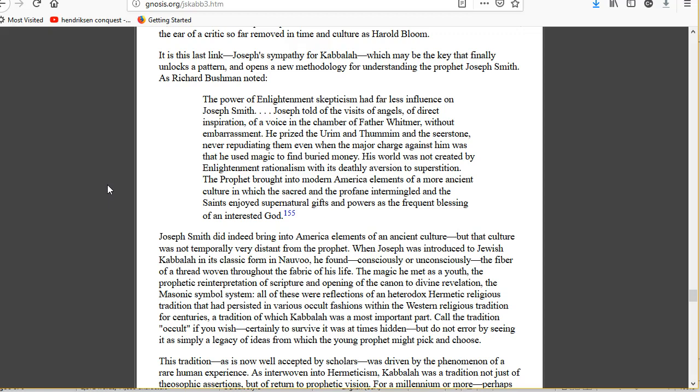His world was not created by Enlightenment rationalism with its deathly aversion to superstition. The prophet brought into modern America elements of a more ancient culture in which the sacred and the profane intermingled, and the saints enjoyed supernatural gifts and powers as the frequent blessings of an interested God.